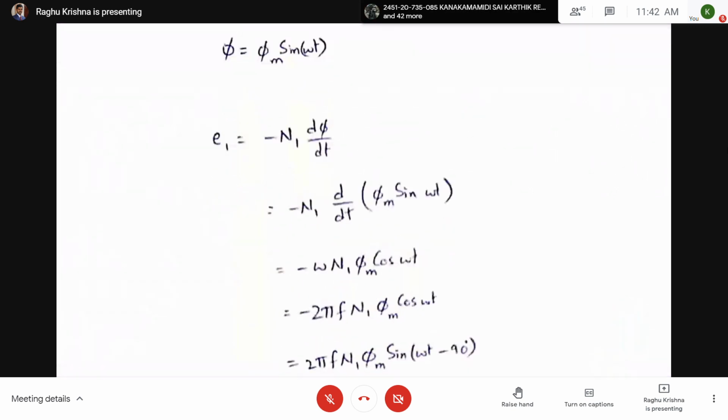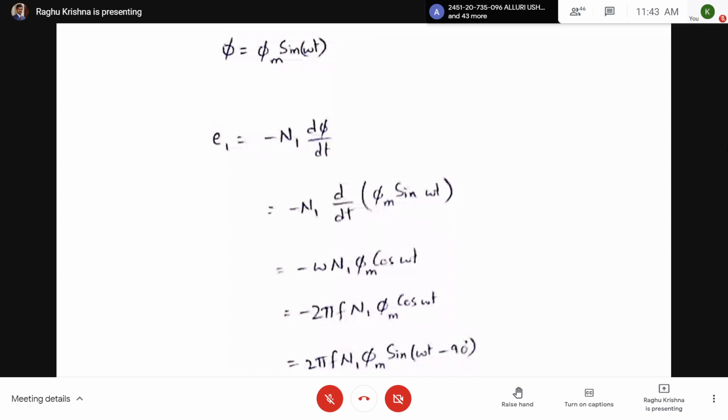So we have the alternating flux phi. The alternating flux phi can be written as phi m sin omega t. As flux is common in both the windings, I am taking flux as the reference. So it starts from 0 when omega t equals 0. So phi equals phi m sin omega t.